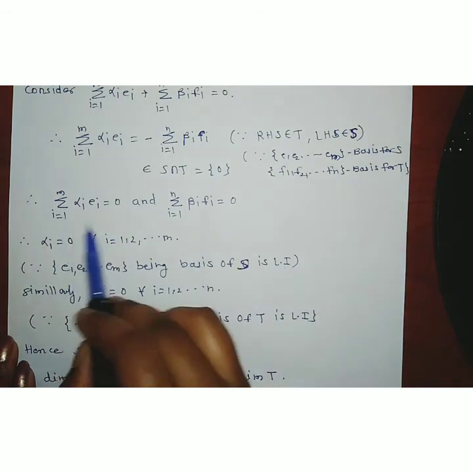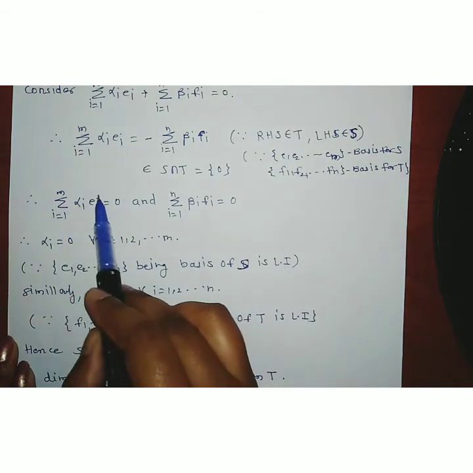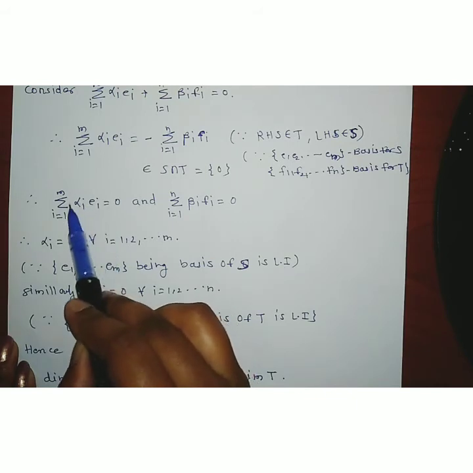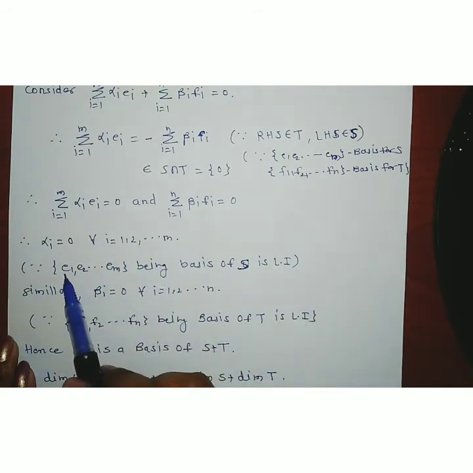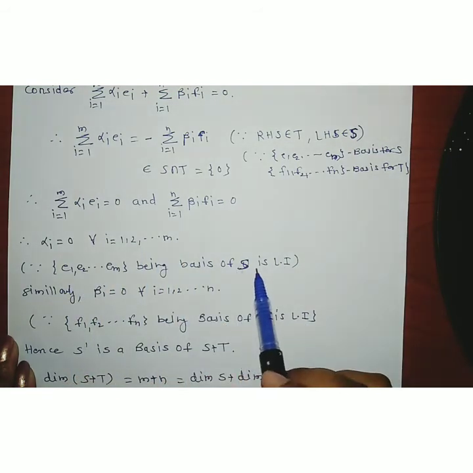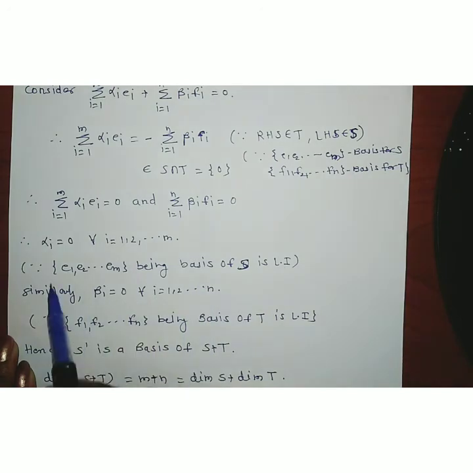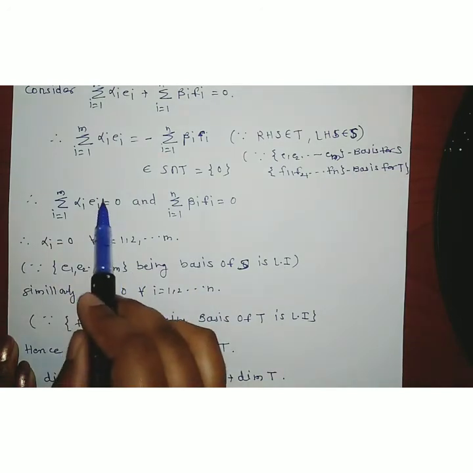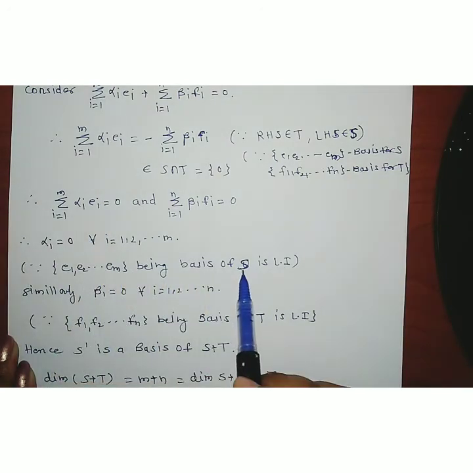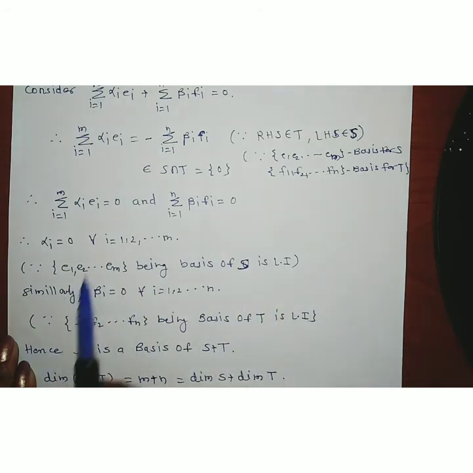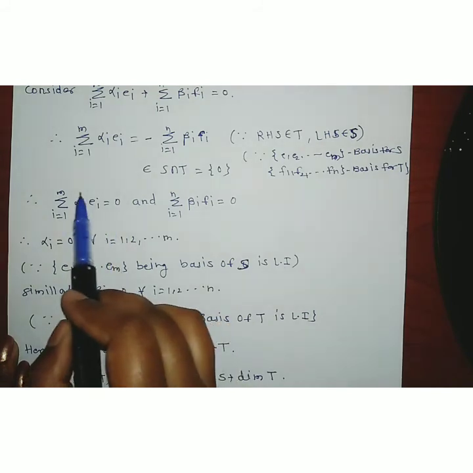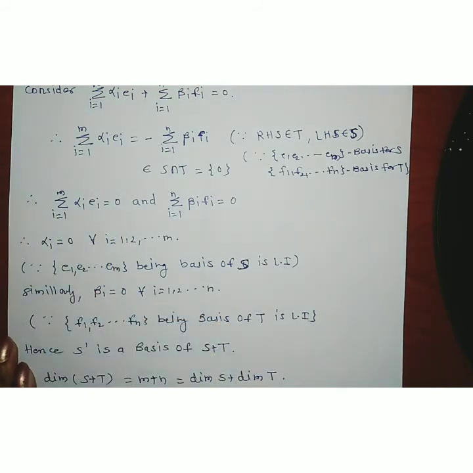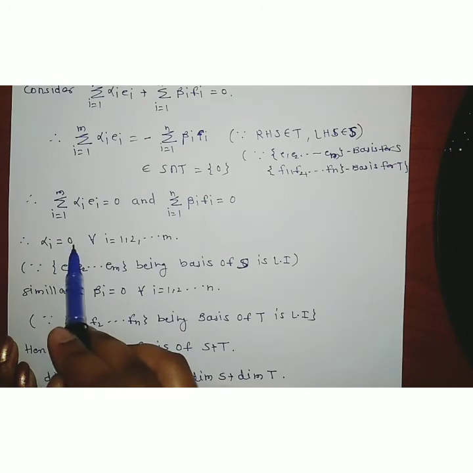Now, as summation alpha_i e_i is equal to 0, and the e_i form a basis, the e_i cannot be 0, therefore the scalars must be 0, therefore alpha_i is equal to 0 for i running from 1 to m, since e1, e2, em being a basis of S is linearly independent. Why is this possible? Since this set e1, e2, em is a basis for S and every basis is linearly independent, if we consider a linear combination of these vectors and put it equal to 0, the scalars must be 0, which implies alpha_i is equal to 0.